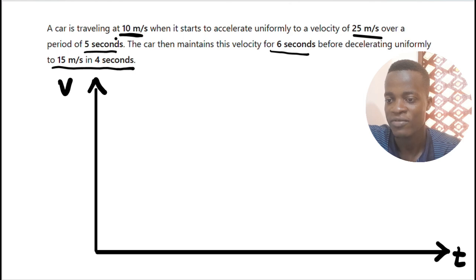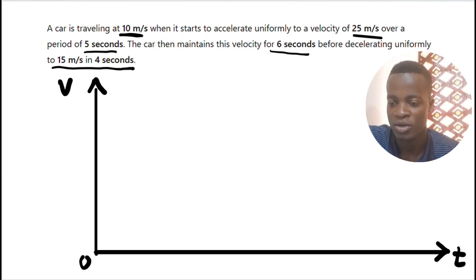A car is traveling at 10 meters per second. So at the beginning, it's not going to be 0 anymore. The origin here is 0, but let's say 10 meters per second is somewhere over here. So the body is actually here from the start. The car is already traveling, not at rest. So if it is not starting at rest, we are not starting from the origin; we are going to start from this point.